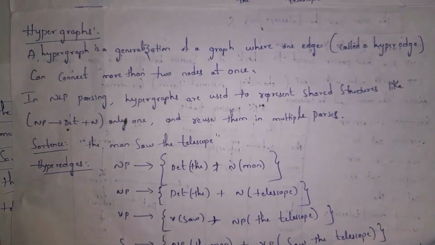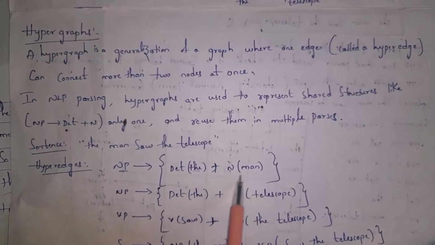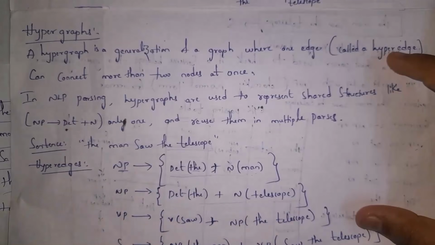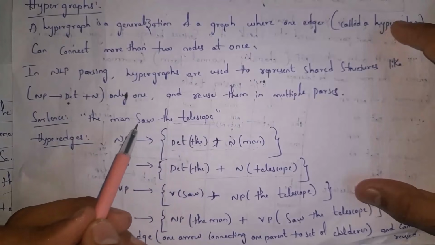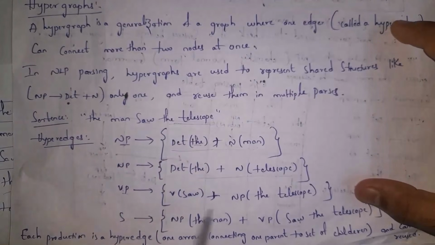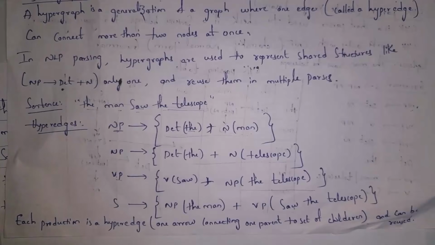Guys, if we connect more than two nodes at once, that is, more than two words at once, we consider it a hypergraph. For example, there is the sentence "The man saw the telescope." The noun phrase contains the man. We combine both, so we consider it a hypergraph. And again the noun phrase contains the telescope, so we consider it one hypergraph. And the verb phrase contains saw the telescope. As we are combining saw the telescope, we consider it a verb phrase. This is one hypergraph. And the complete sentence, the man saw the telescope. As we are combining multiple nodes at once, we consider them hypergraphs. So here each production is one hypergraph. Whenever there is any similar type of sentence, we can simply reuse these hypergraphs.